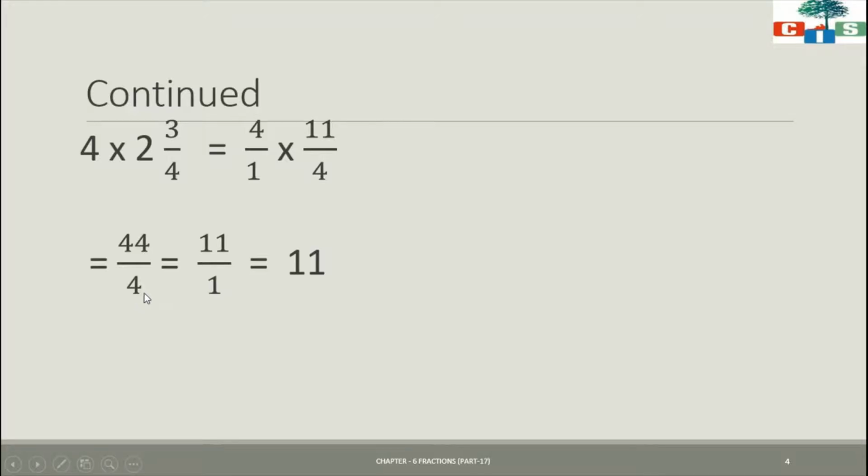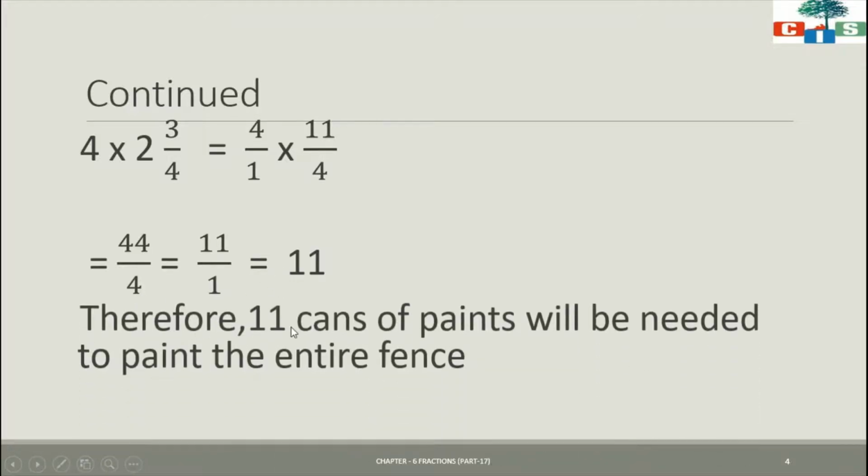So how many cans are needed? 11 cans of paint will be needed to paint the entire fence, that is all 4 sides. Scholars, you have to write the final statement. Now we will see one more sum, which is from your Let's Practice.